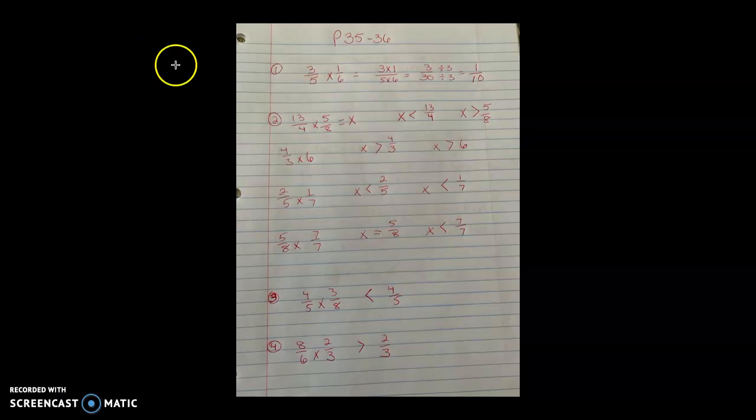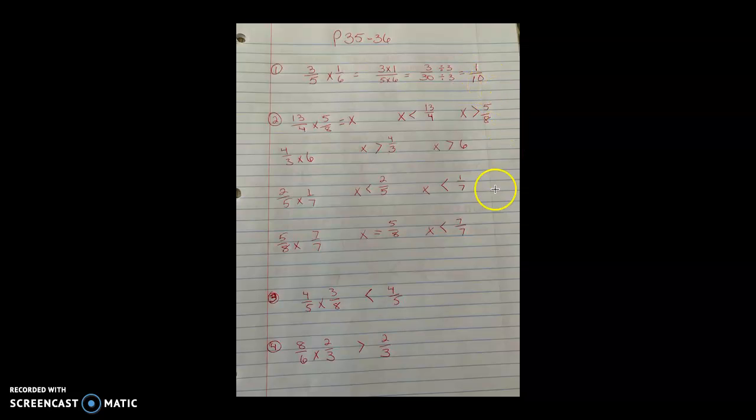Let's take a look at question number 1. Notice we're multiplying straight across, so 3 times 1 and 5 times 6. 3 times 1 is 3, 5 times 6 is 30. Now this answer, 3/30, needs to be reduced. So we need to divide by a number that goes into both 3 and 30 evenly. I can divide by 3, I get 1. Divide by 3, I get 10. So my reduced answer is 1/10.